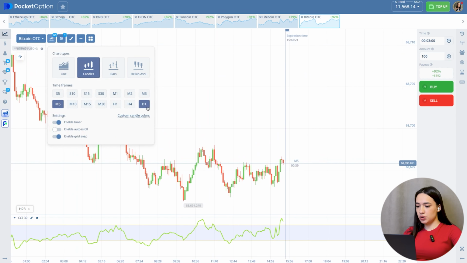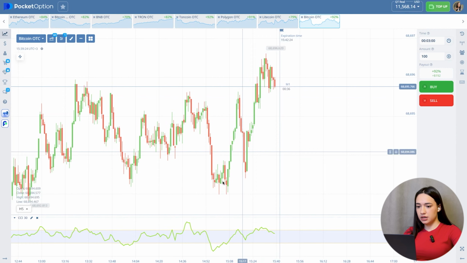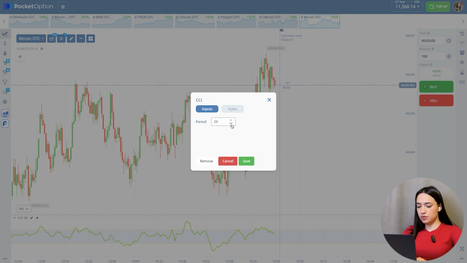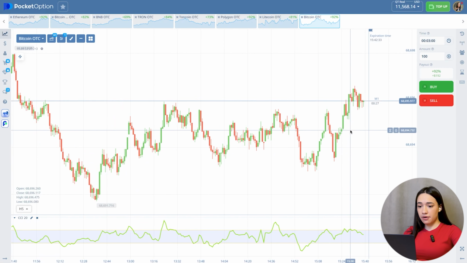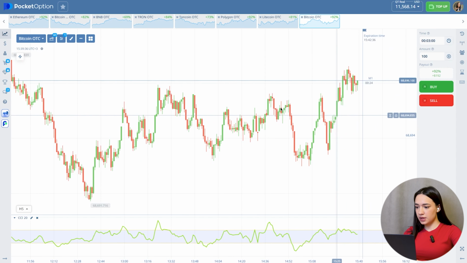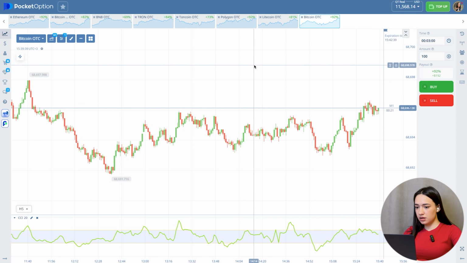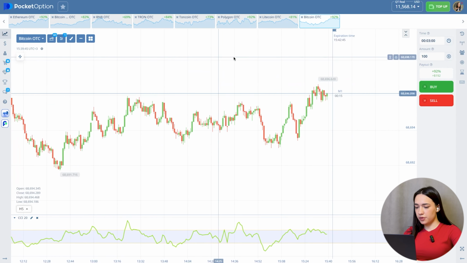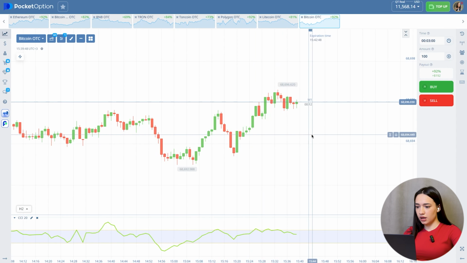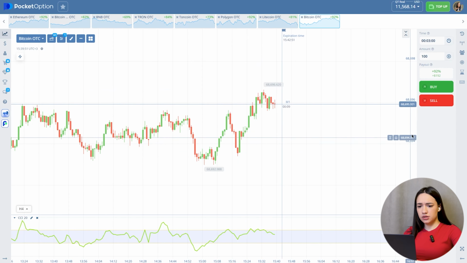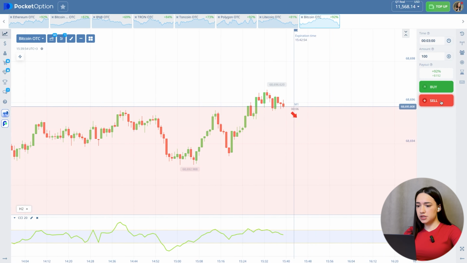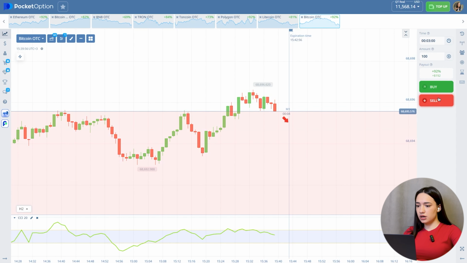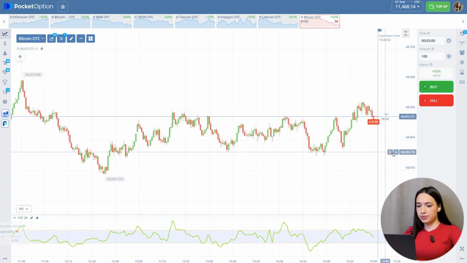Let's return to 1-minute time frame and change the period to 20. And I'm clicking save. Right, let's see what we have here. I see resistance area and there is a certain corridor. And previously there were very strong upward volumes, so let's open a sell position on the new candle for $100. Okay, the trade is opened.